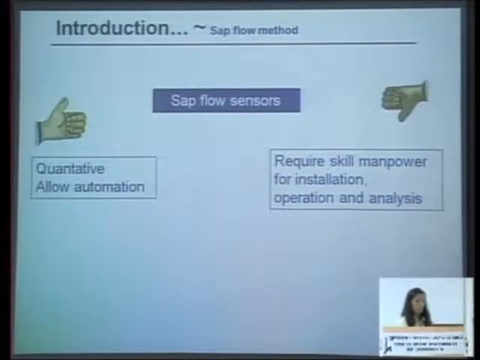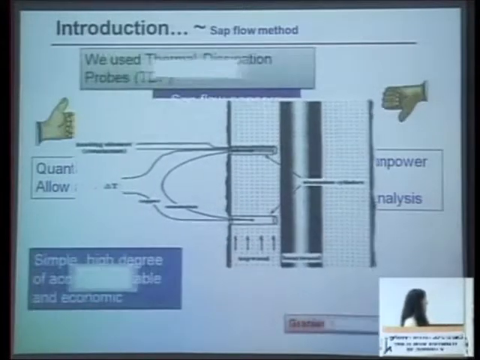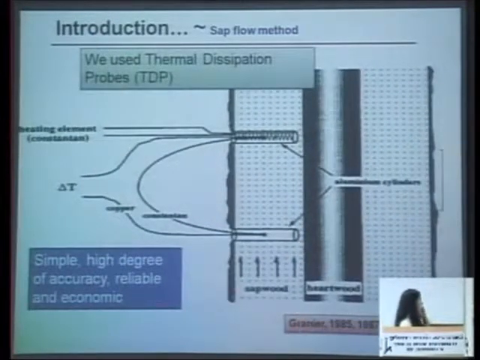So we chose the sap flow method, which can be measured by different types of sap flow sensors. These sensors are quantitative and can be used to develop an automatic irrigation control program, although it requires skilled manpower for installation, operation and analysis. There are a lot of sap flow sensors available in the commercial market, but in our experiment we chose thermal dissipation probes because they are simple, highly accurate, reliable and economic.